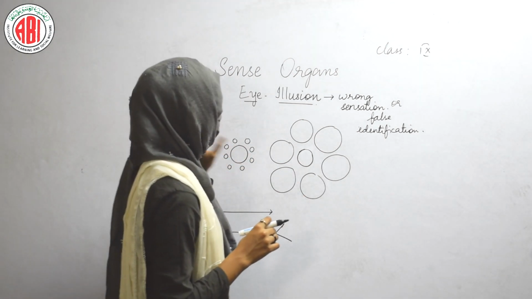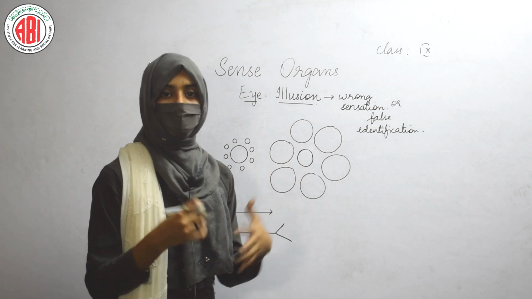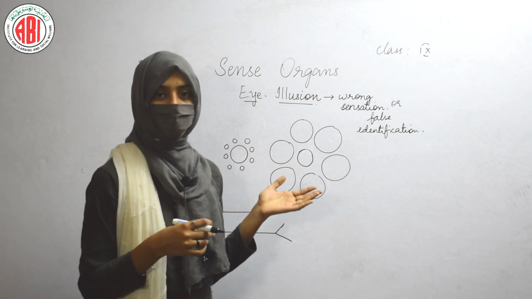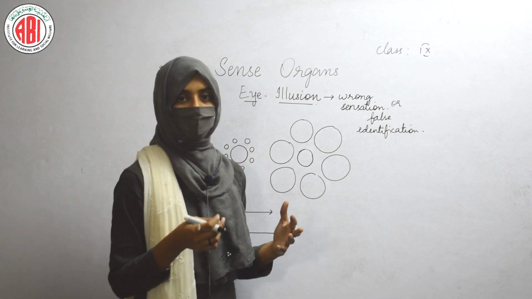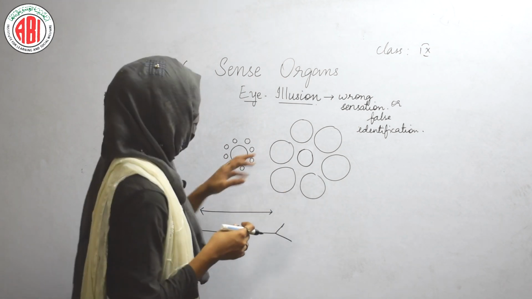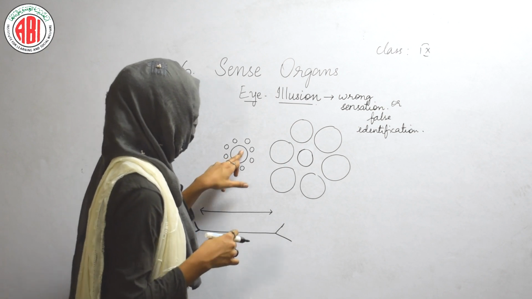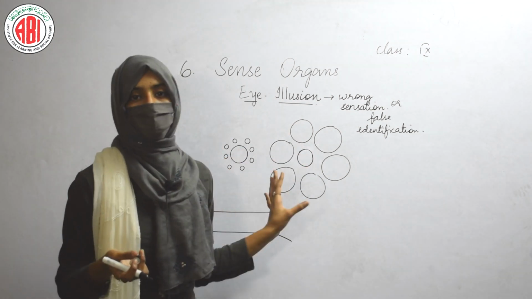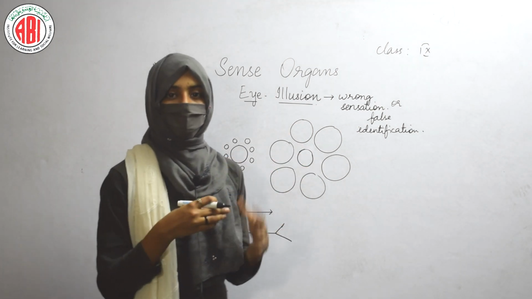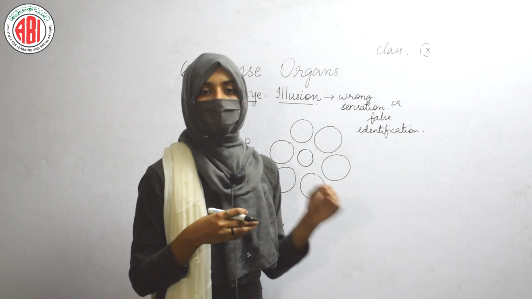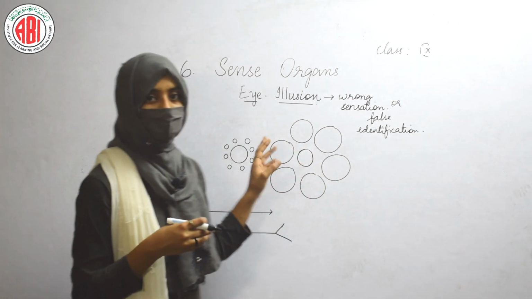Because of the different stimuli reaching our brain, we have failed to analyze the information. The brain fails to analyze it and it leads to the wrong sensation. So by looking at the diagram, we'll say that this one is bigger when compared to this one, because of the different cells and the different stimuli reaching the brain, it leads to the wrong sensation.